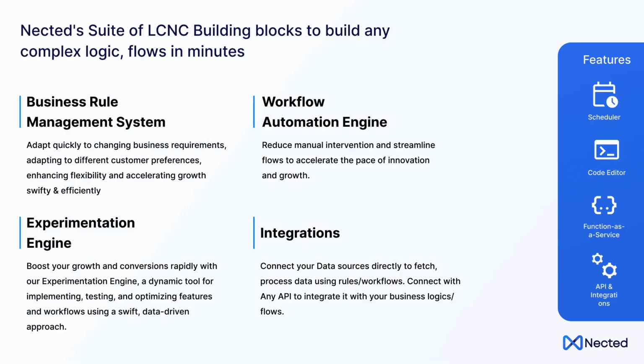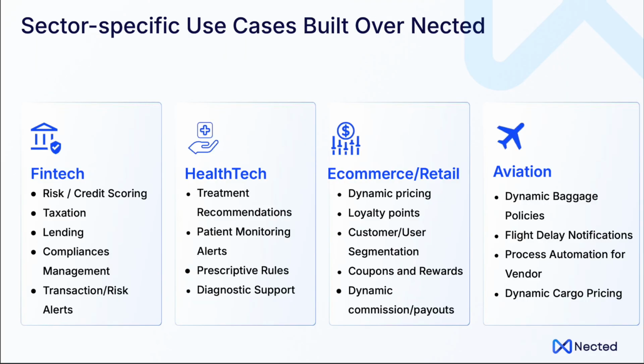Nected is a lightweight plug-and-play, low-code, no-code platform designed to act as a central decision engine for companies of all sizes. It empowers you to build, automate, and refine complex data-driven logics as well as workflows by leveraging data from multiple data sources. It enables dynamic and evolving business-wide use cases such as pricing, discounts, rewards, incentives, and even policies like underwriting, claims, insurance, approvals, and more.